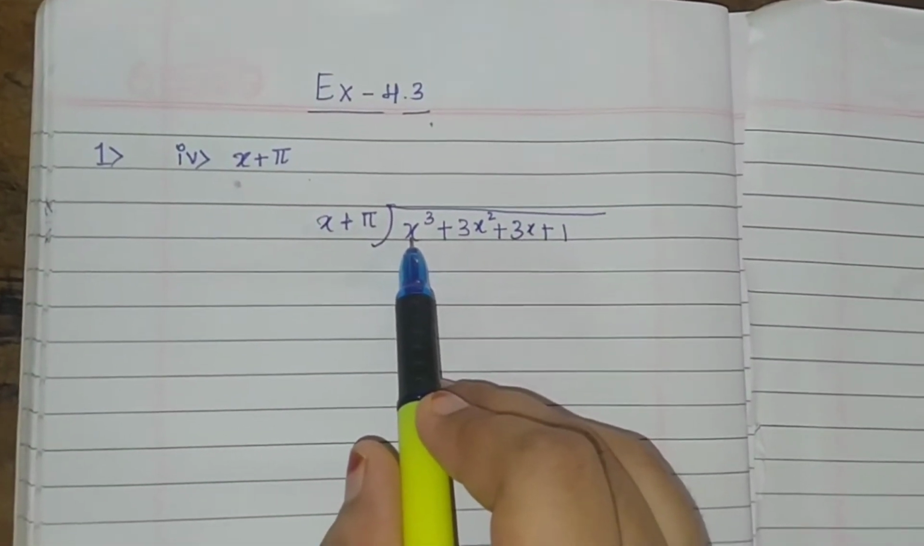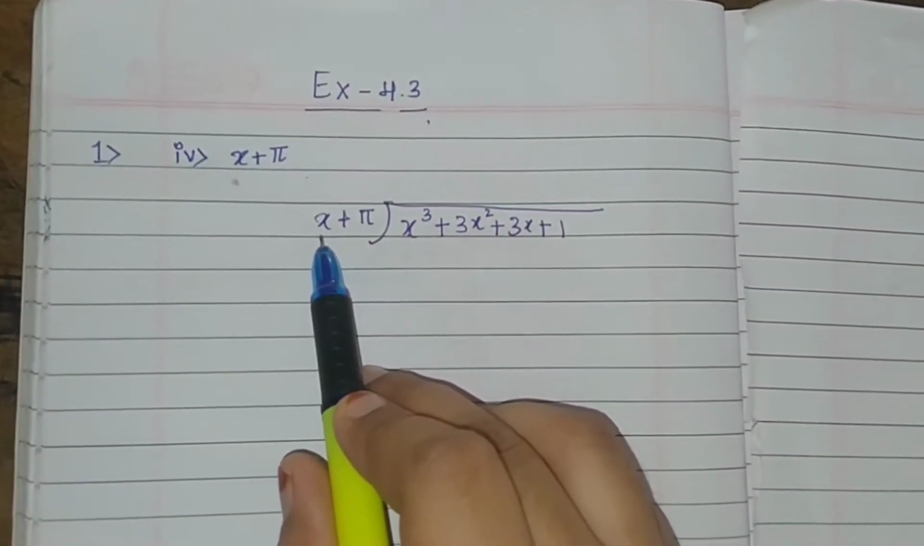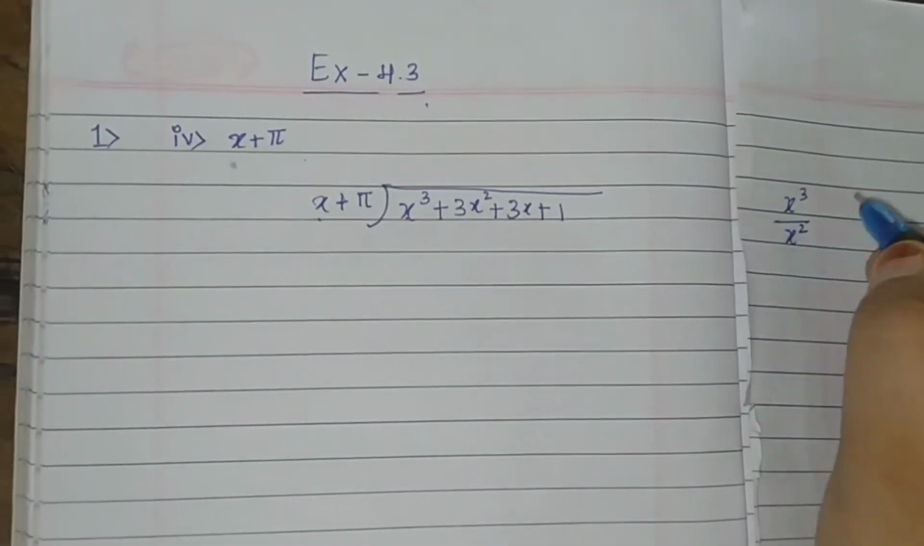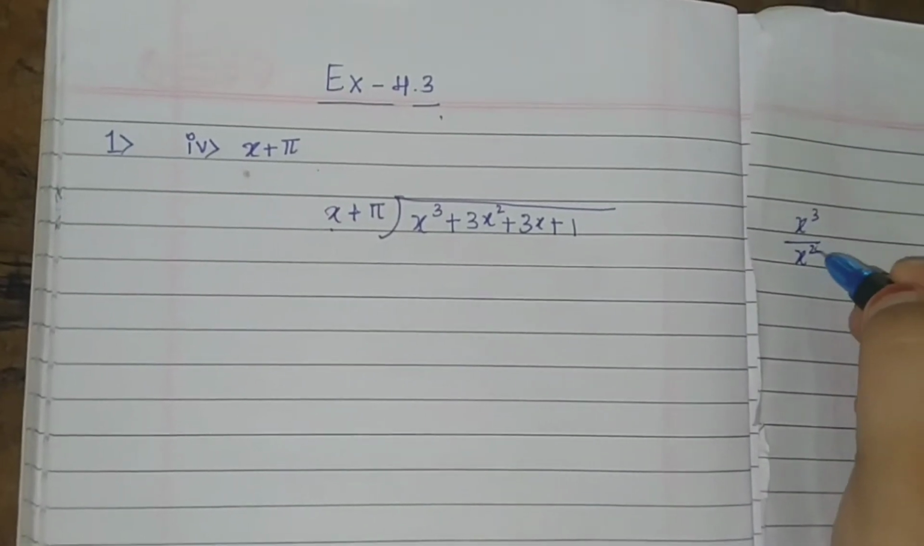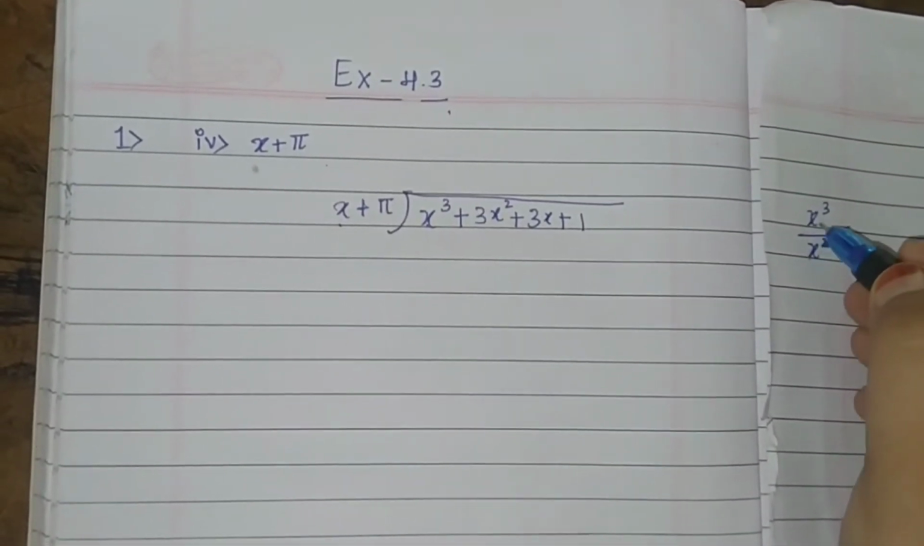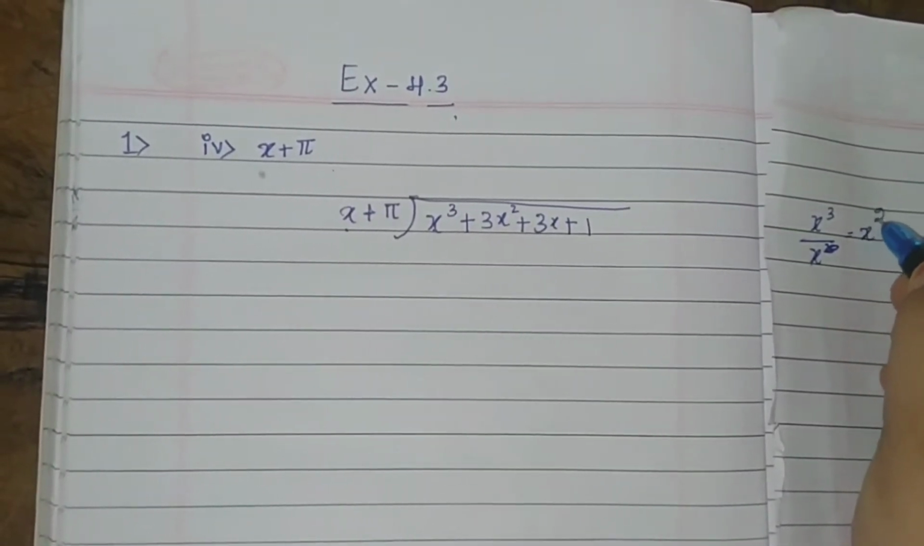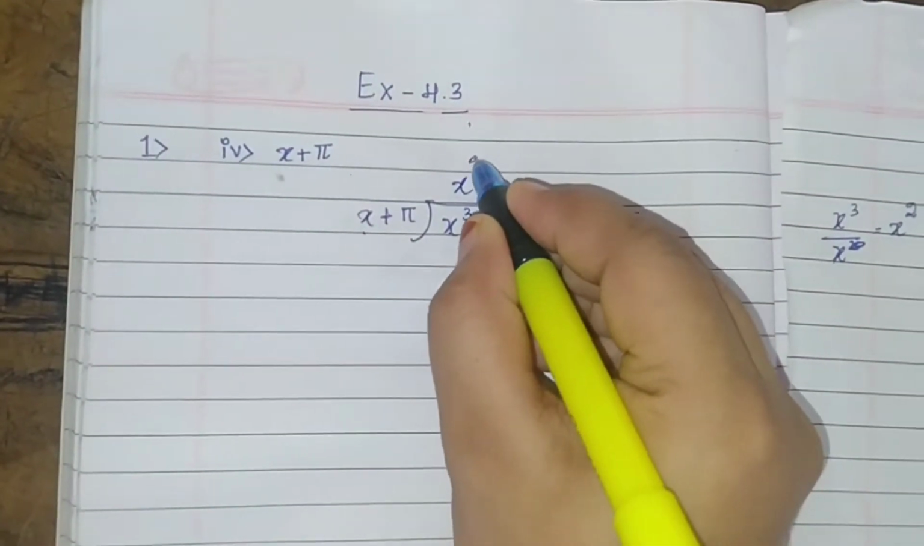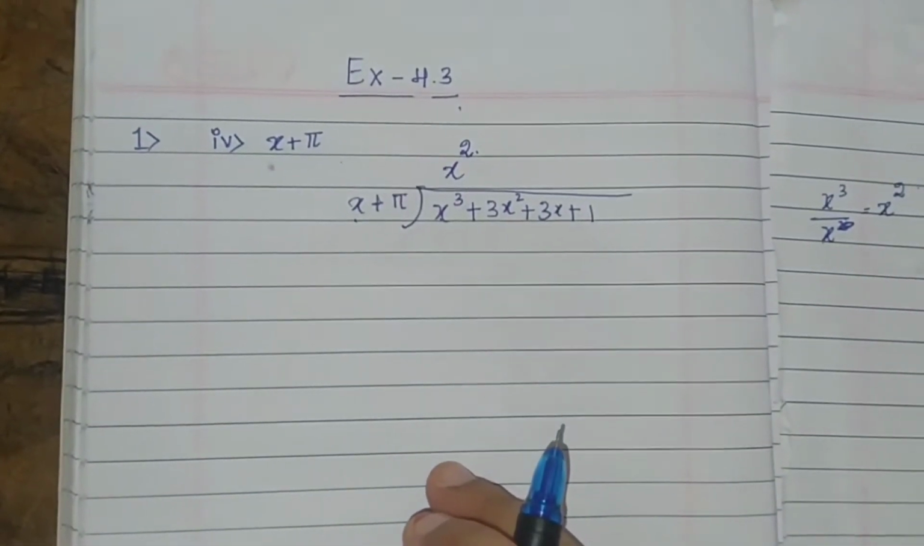So the first term of the dividend divided by the first term of the divisor, isn't it? So x cube divided by x. What are you going to get here? x and x will get cancelled. Here x square will remain, right? That is your first term of the quotient.